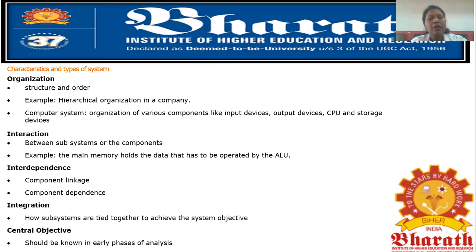Then interdependence, how they can link. They get details from both sides, how will they be linked, how can they depend on each other. Then the integration, how it will be integrated. They will get the details from different data, different resources, different fields, different persons, and how they will integrate all of these. That is the next one. Then what is the objective? What is the objective of developing a particular product? It should be known in the early phases of analysis.